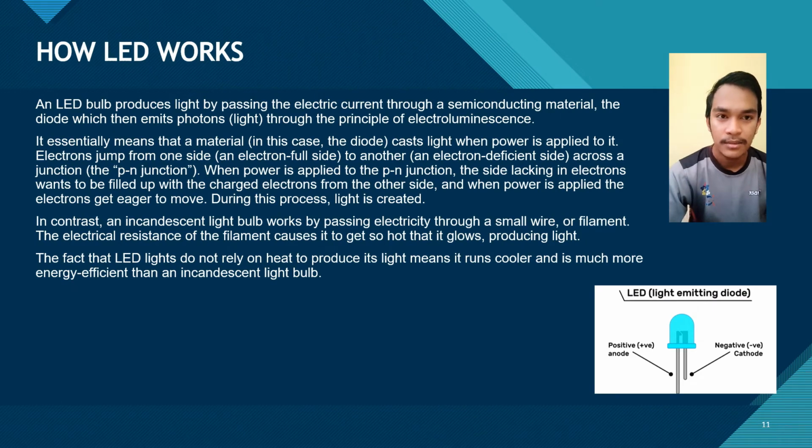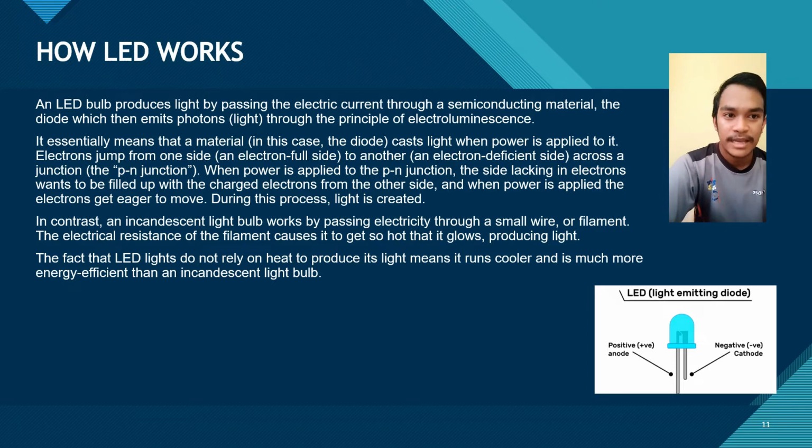Firstly is how LED works. An LED bulb produces light by passing electric current through a semiconducting material, the diode, which then emits photons, which is light, through the principle of electroluminescence. It essentially means that a material, in this case the diode, casts light when power is applied to it.